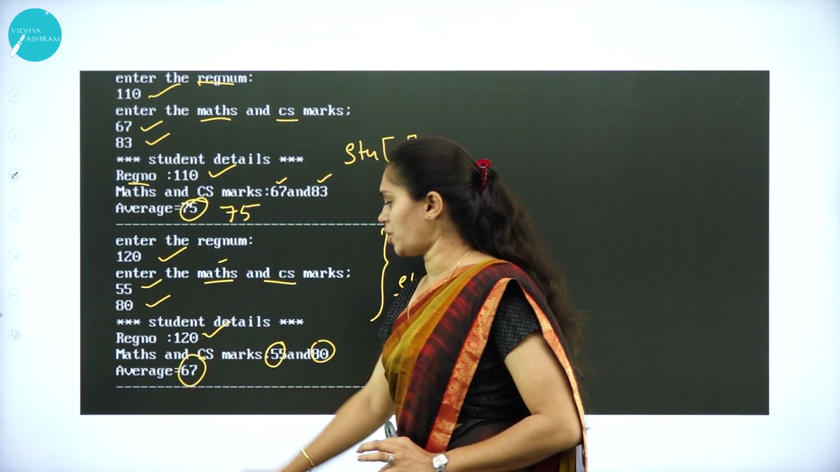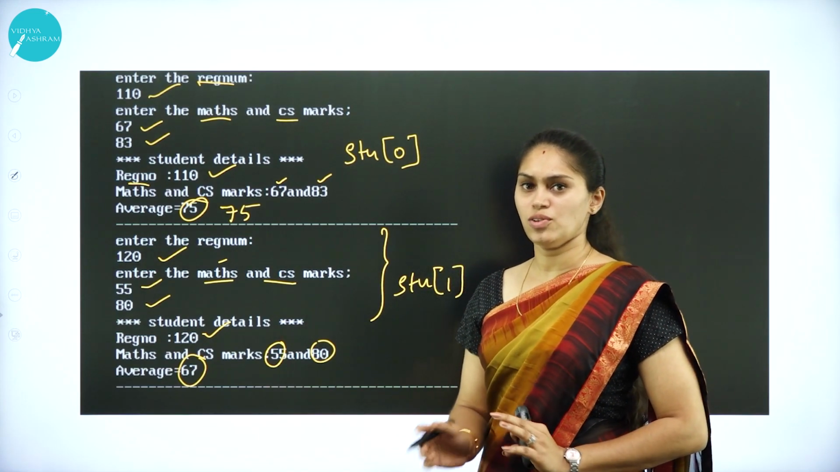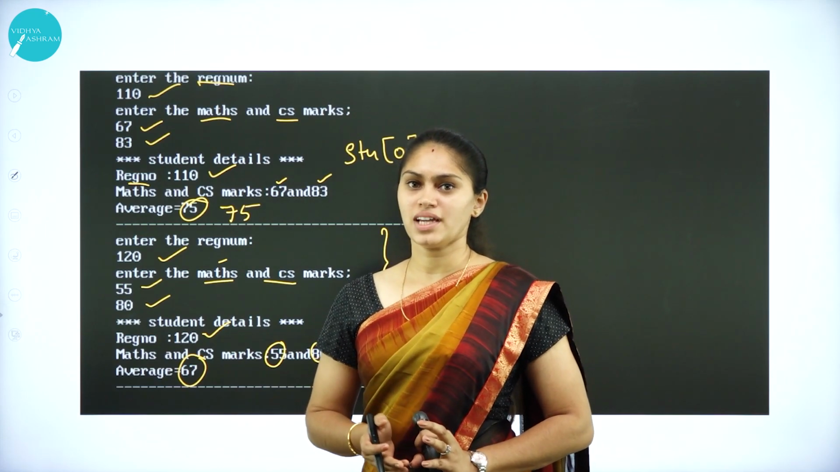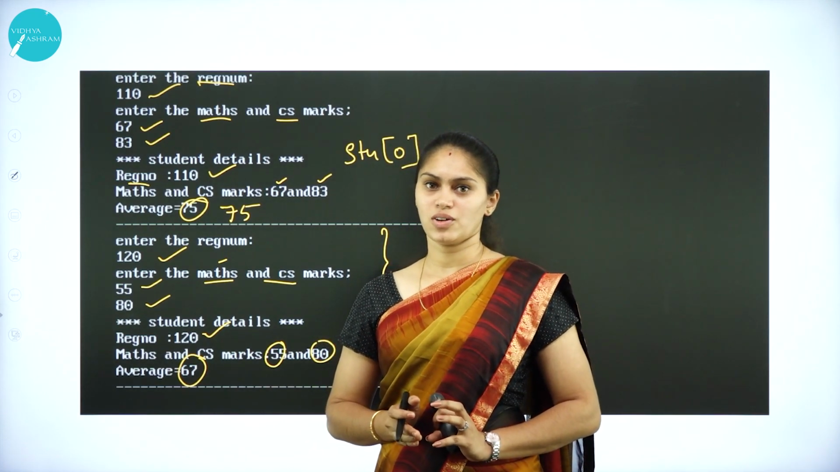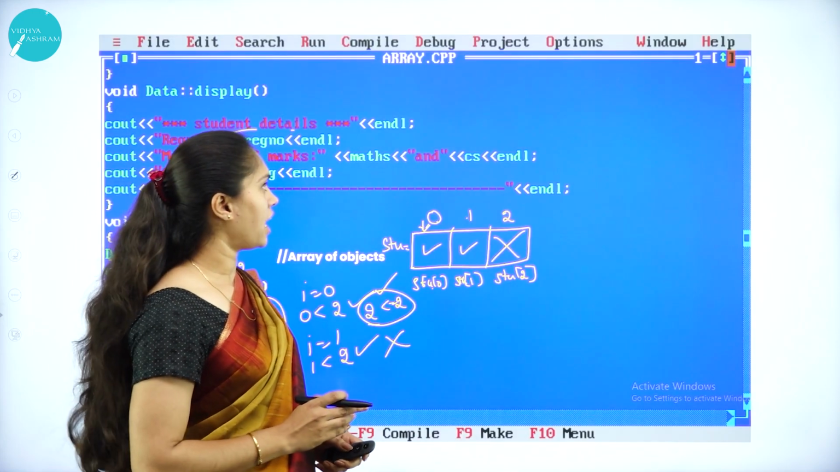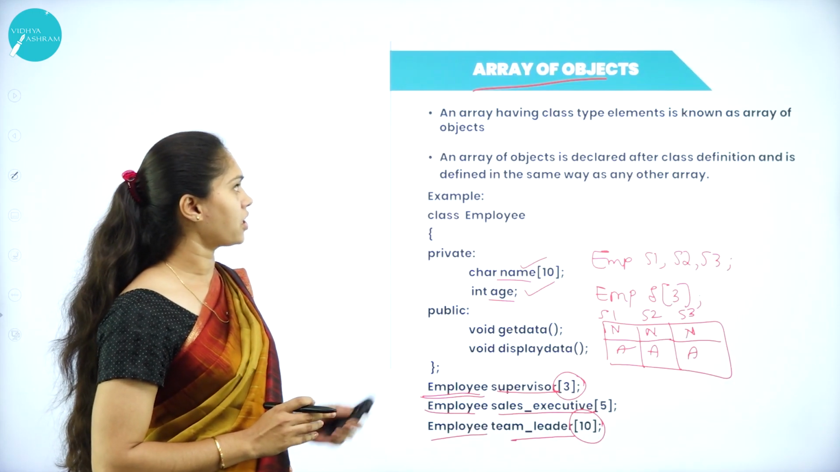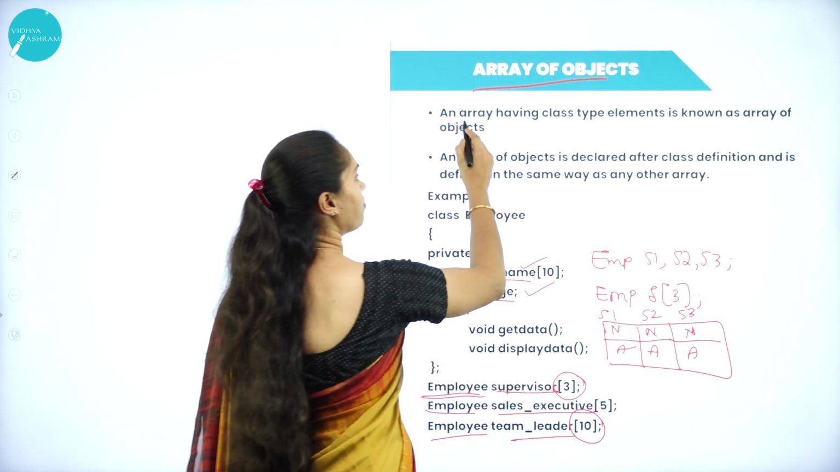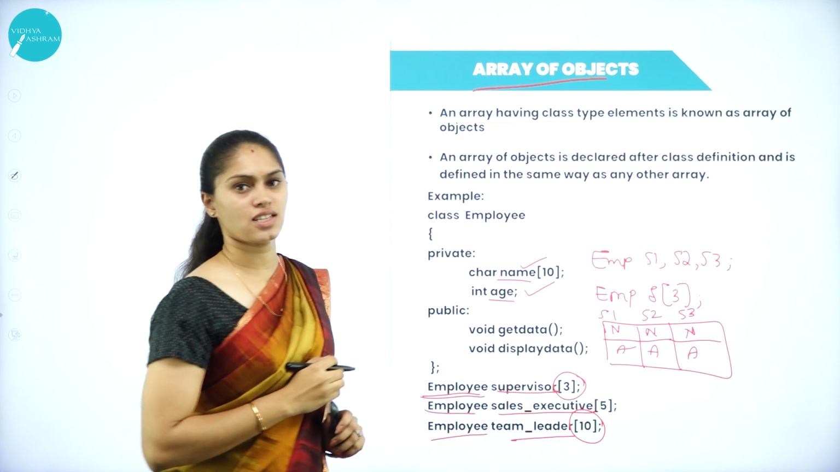Then it will produce an average of these two subject marks. Okay, so this is how an array of objects will work. I think you are all aware of this array of objects concept. So these are the important points that you have to write. When an array has class type elements, that is known as what?